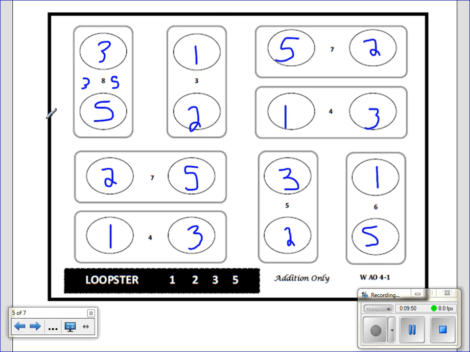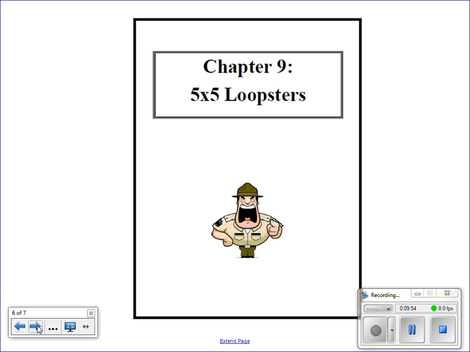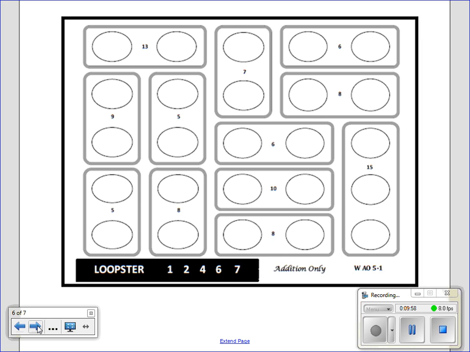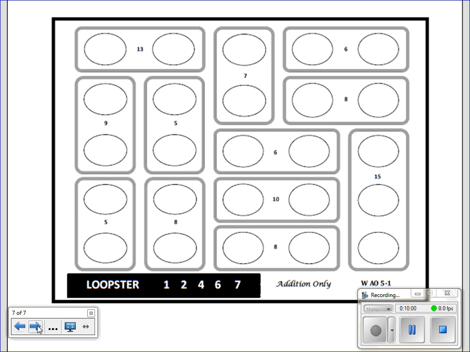These will be very challenging. I don't want to make anyone upset, but there's even harder ones. There's 5x5 loopsters. These probably won't even be touched until after the holiday break, but they work like this. Once our students really know their facts, this is a 5x5 loopster puzzle. It's all the same rules, except now there's 25 circles to fill in.